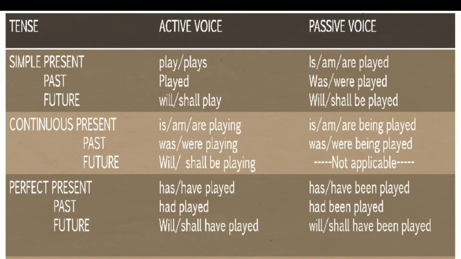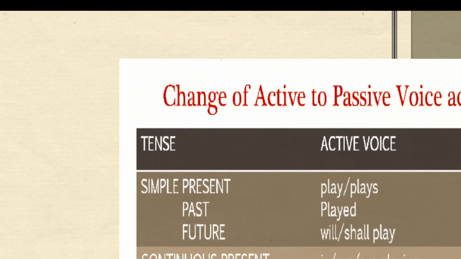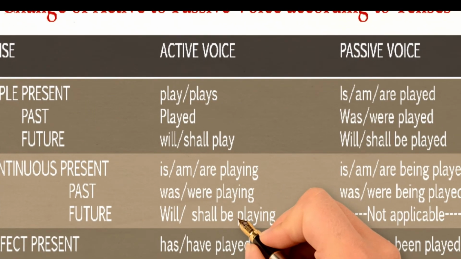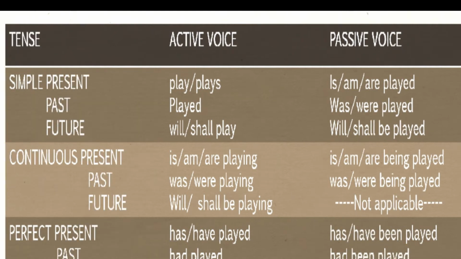The simple present tense. Look in the active voice column. We have two verb forms, play or plays. As you all know, with the third person singular, we use s or es with the first form of the verb. With I, we, you, they and other plural subjects, we use just the first form of the verb in the present simple tense. Okay.